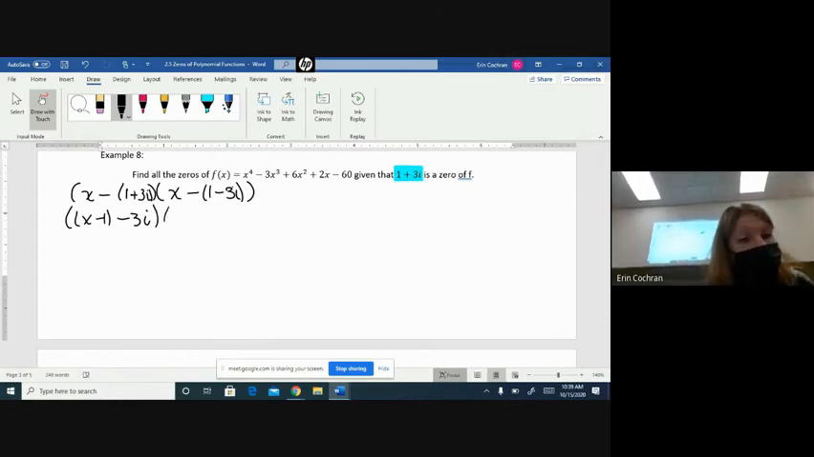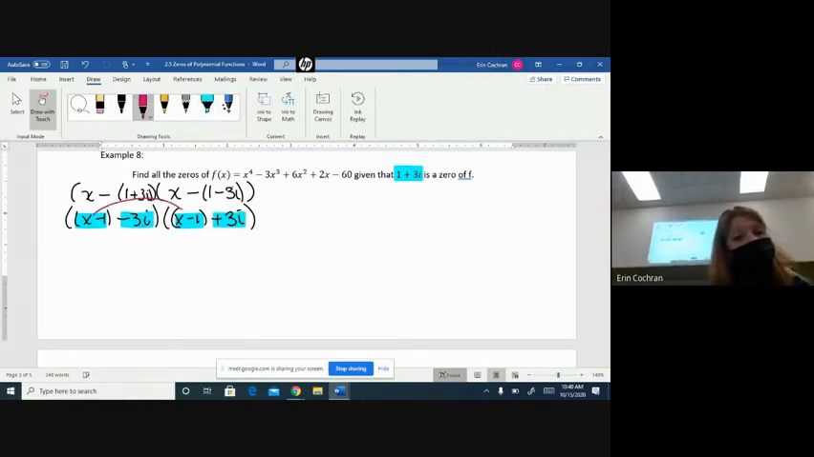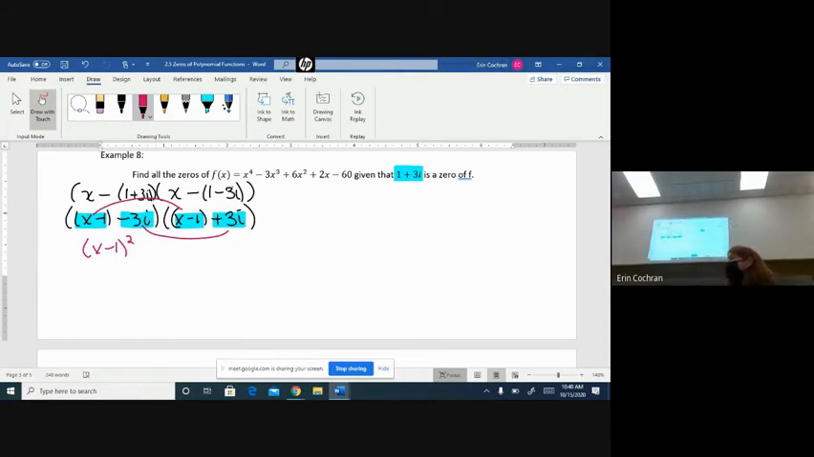And then the second one, I could have x minus 1 plus 3i. You guys okay with that? And now, since they're conjugates of each other, since our first terms are the same and our last terms are the same, we only need to multiply the first terms and the last terms. So x minus 1 squared, right? X minus 1 times x minus 1 is just x minus 1 squared. Okay. And then what's a negative 3i times a positive 3i?